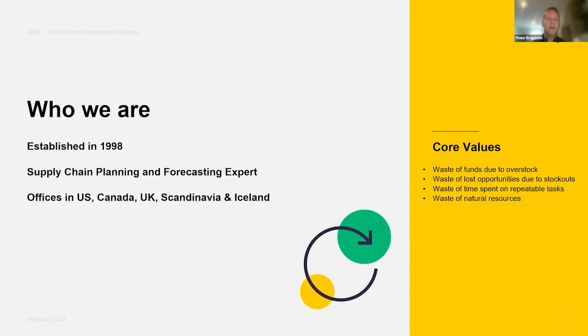Now, who are we? AGR is a company that was established back in 1998. So this year we have 25 years experience in this field. This is the only thing we focus on. We do supply chain planning and forecasting. Now, we've been in this business a long time. We invest between 20 and 25% of all our revenues back into development to ensure that we're always on the latest platform and the newest technology base.